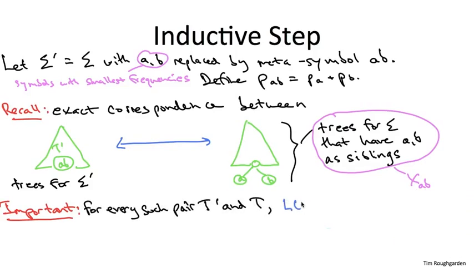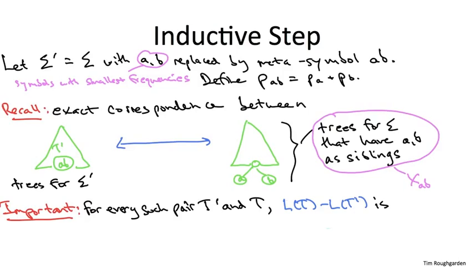So consider any pair of matched trees T prime and T. And by matched, I just mean T prime is any old tree whose leaves are labeled according to sigma prime, and T is the tree you would obtain if you split the leaf with meta label AB in the usual way. You replace it with an internal node and children with labels A and B. So that's going to be the corresponding tree capital T. So take any such matched pair, and let's look at the difference between their average encoding lengths.